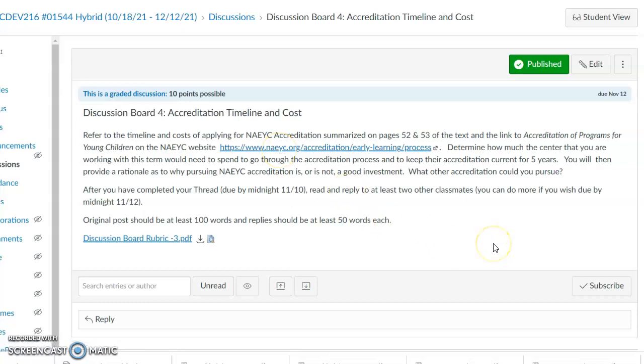So you're going to determine how much the center that you're working in within this term would need to spend to go through an accreditation process and to keep their accreditation current for 5 years. Then you're going to provide rationale as to why pursuing a NACCE accreditation is or is not a good investment. What other accreditations could you pursue? So please answer all of those questions in your original thread due by the 10th, and then respond to 2 of your peers by the 12th.